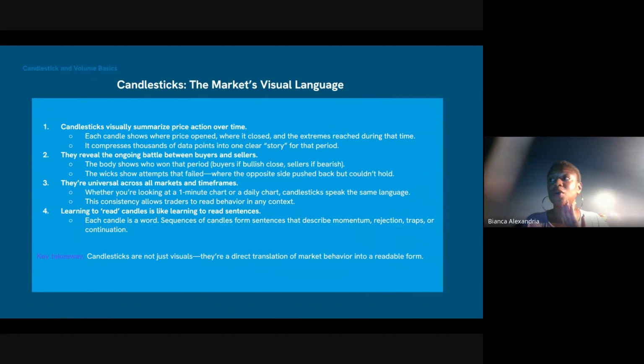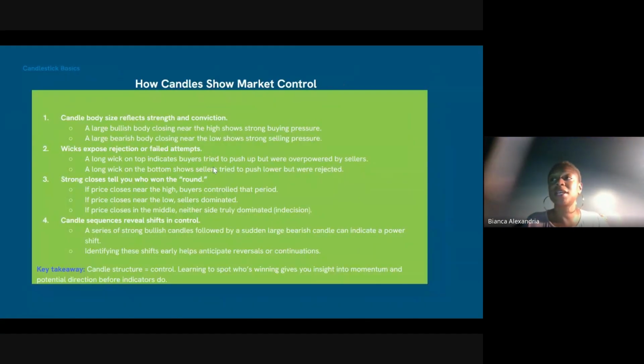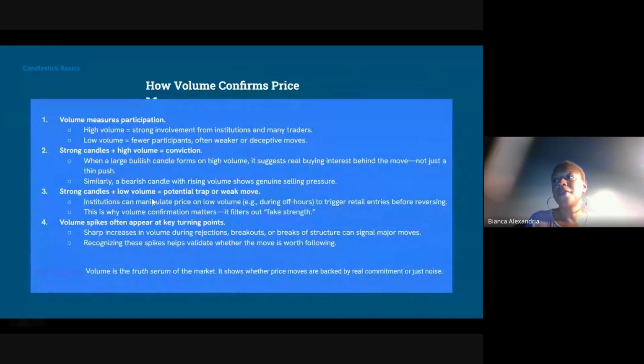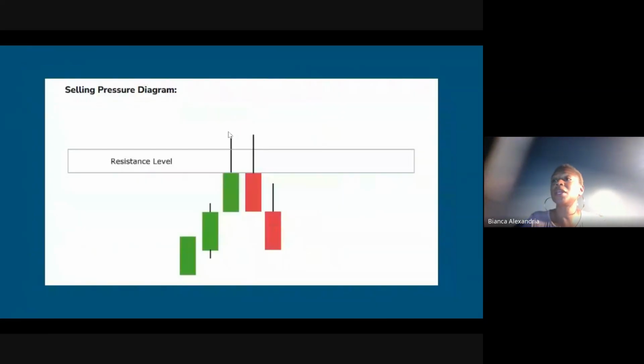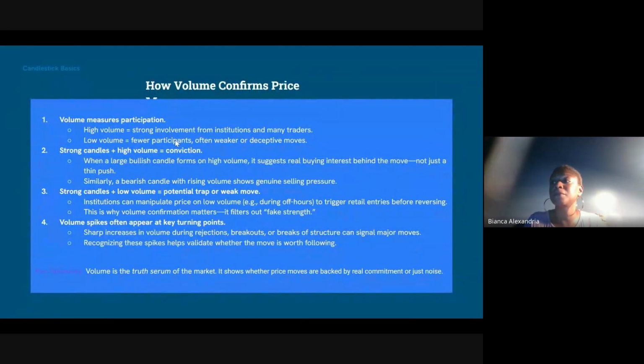This is focusing on what the candles are actually showing us. And this next slide is showing how we can identify who's in control, whether it be buyers or sellers. And then this one is showing us, and I need to update that because I don't know what that is. But this one is showing us how volume can help us to identify and confirm price. And we'll go a little bit further into that in the next slide.